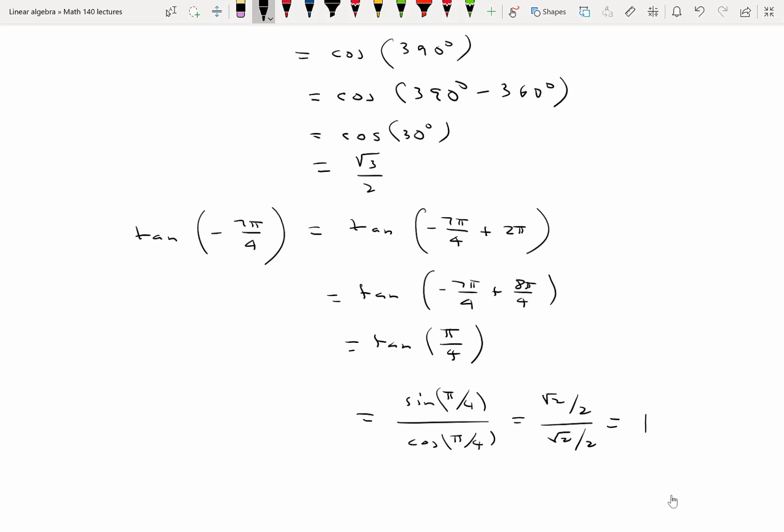The idea is you have a trig function. It doesn't matter which trig function. You have a trig function of an angle that's not on the chart. Add a bunch of 360s or 2 pi's, or subtract a bunch of 360s or 2 pi's until you get there, if you do get on the chart. If you don't get on the chart, that's what the last part of our lecture is based on.